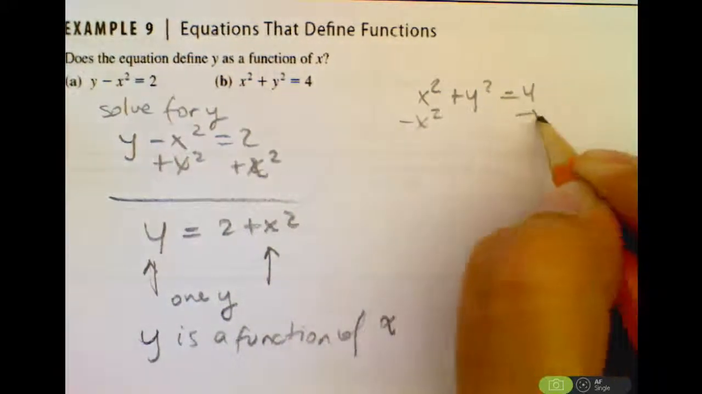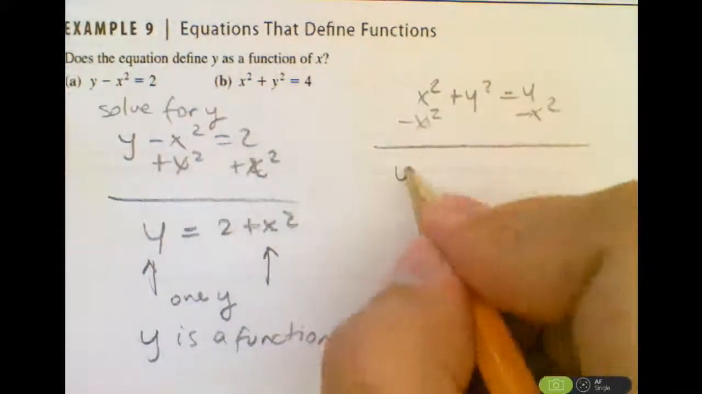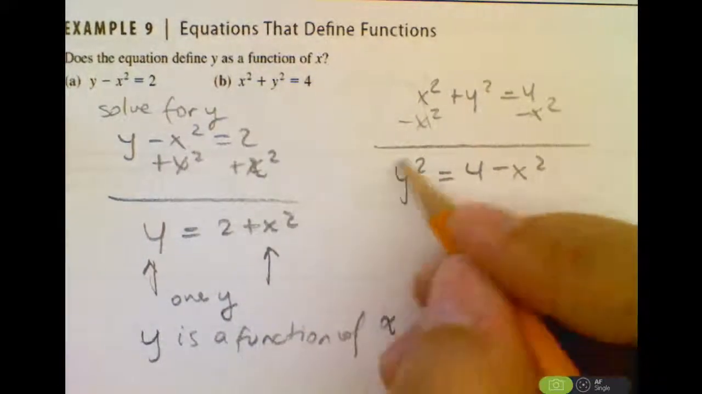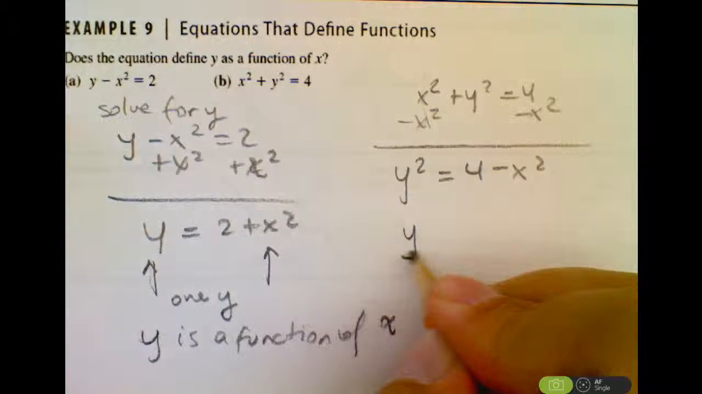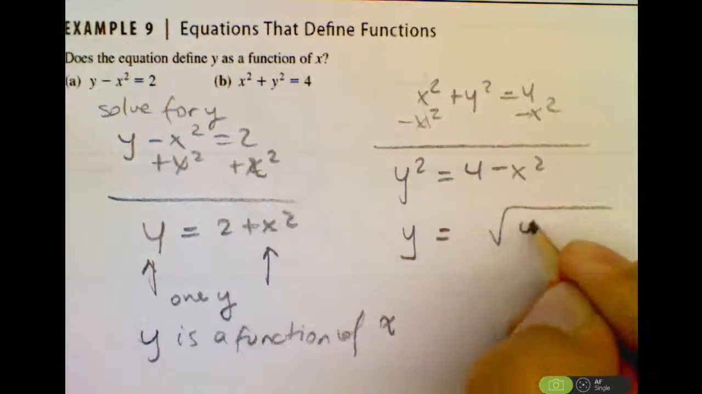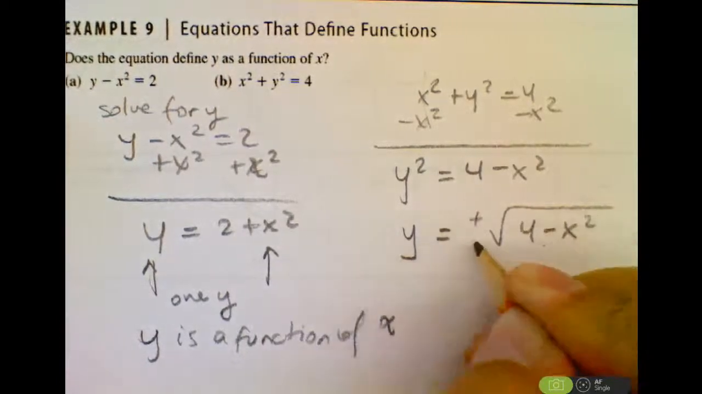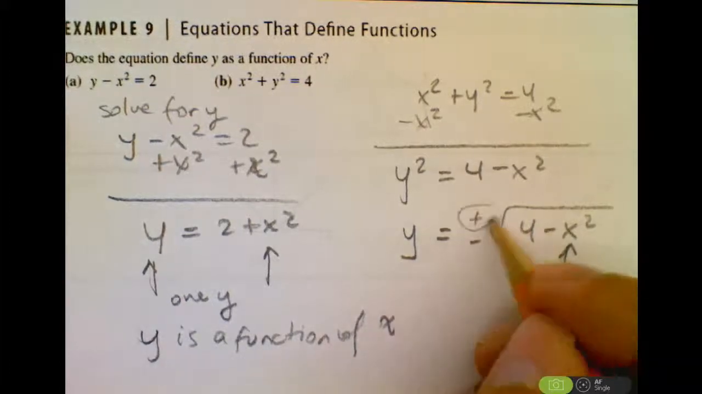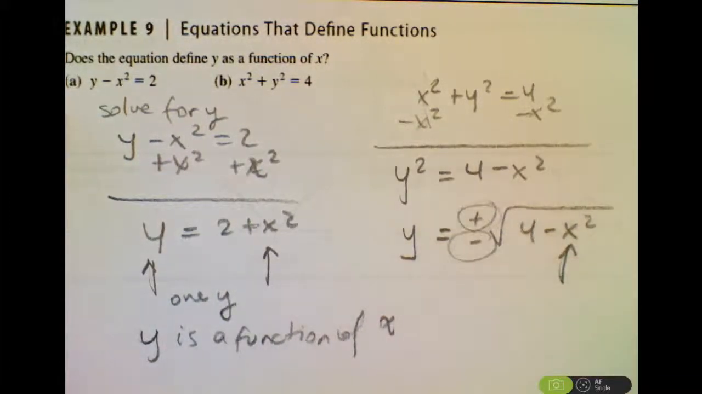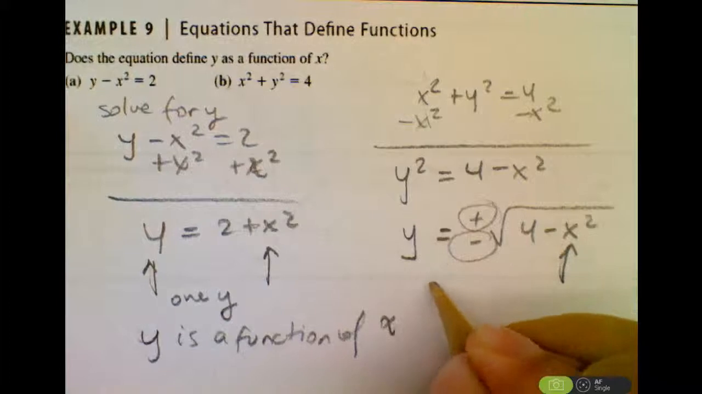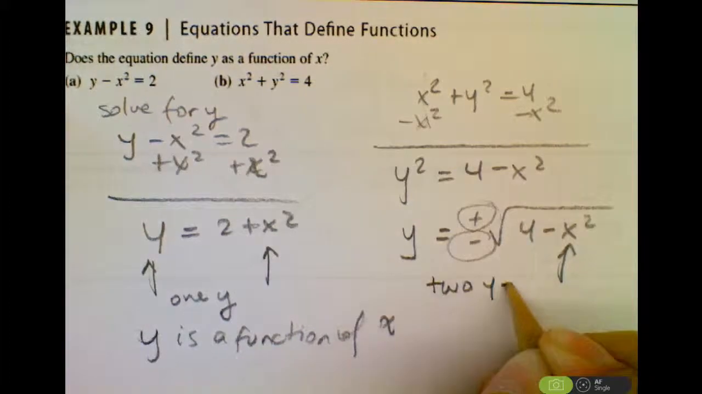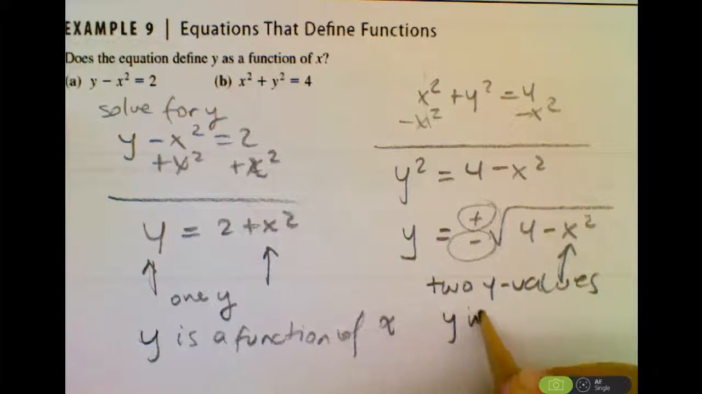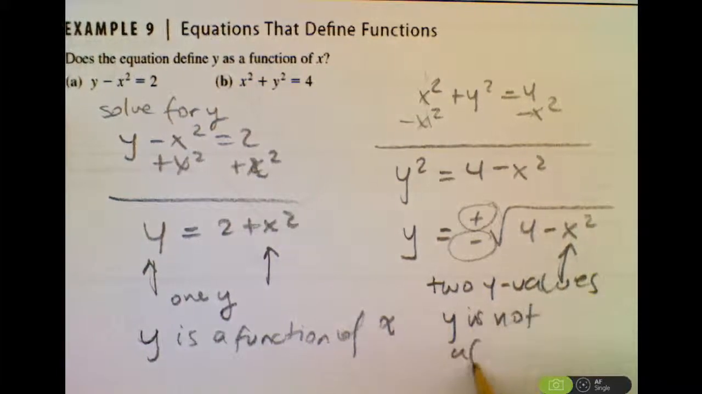Now in part B, we have x squared plus y squared equals 4. I have to subtract x squared from both sides, and I have y squared equals 4 minus x squared. And remember, when I'm solving for y and I'm taking the square root on the other side, remember to put plus minus. So every x is actually giving you a positive y and a negative y. So in here, we're getting 2 y values. So y is not a function of x.